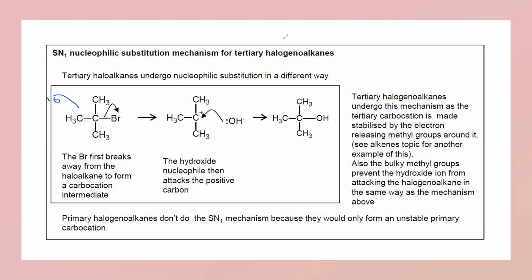The reaction can only be initiated once the bond between carbon and halogen breaks, and this will form an intermediate. This intermediate will form a carbocation, and the carbocation attracts the nucleophile and it will form an alcohol. So primary halogenoalkanes do not do SN1 because they only form an unstable primary carbocation.